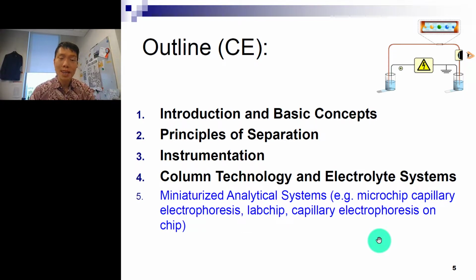Third point will be the instrumentation. When we talk about instruments in chemistry, does it have to be very big in size or can it be very petite and small? The fourth part will be understanding the column technology. What are the different materials in terms of separation? These small molecules, why are they able to elute and run at different speeds? And also the effect of the electrolyte systems.